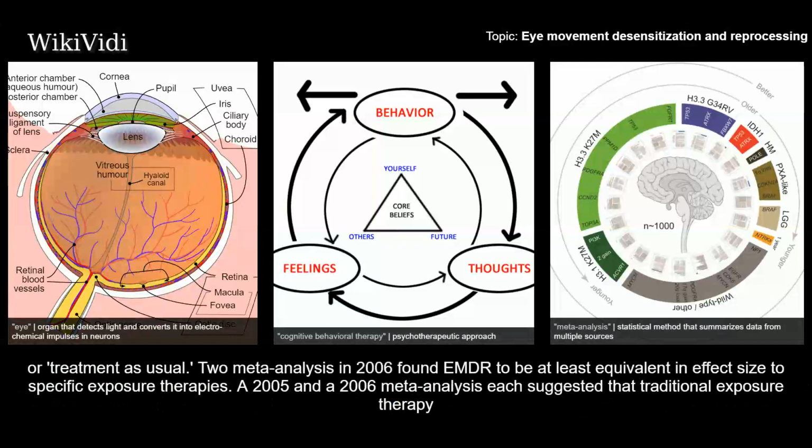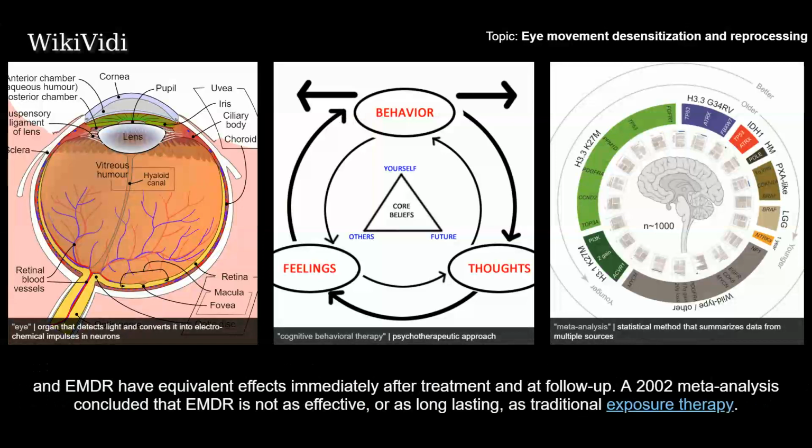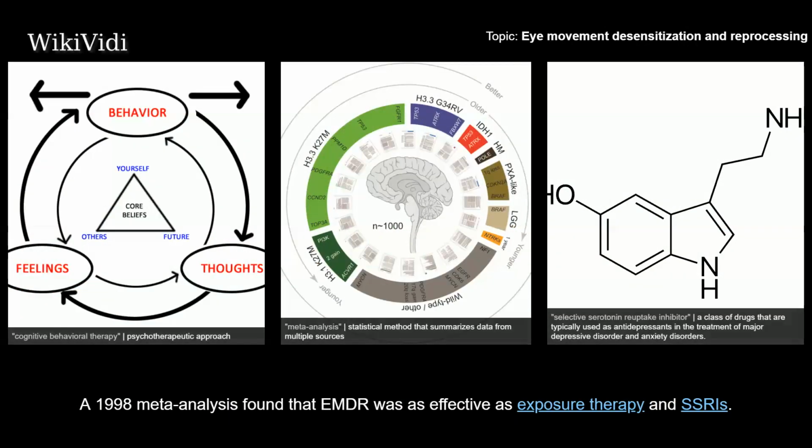Two meta-analyses in 2006 found EMDR to be at least equivalent in effect size to specific exposure therapies. A 2005 and a 2006 meta-analysis each suggested that traditional exposure therapy and EMDR have equivalent effects immediately after treatment and at follow-up. A 2002 meta-analysis concluded that EMDR is not as effective, or as long-lasting, as traditional exposure therapy. A 1998 meta-analysis found that EMDR was as effective as exposure therapy and SSRIs.